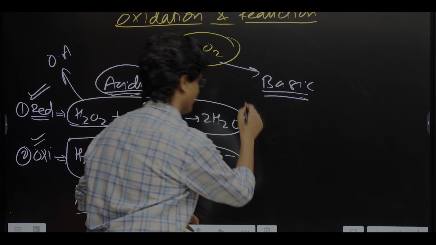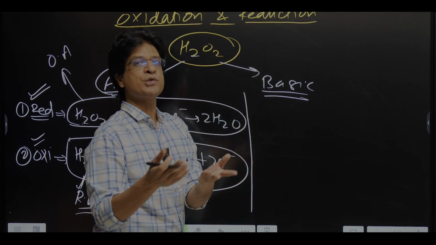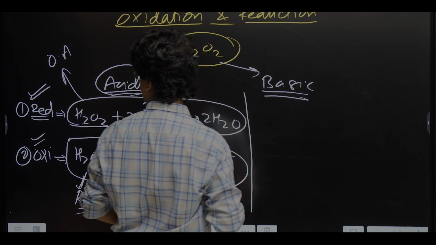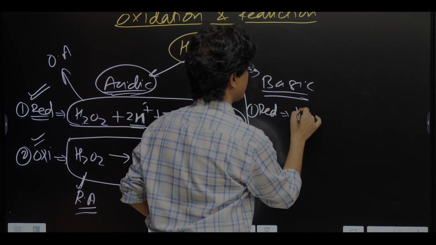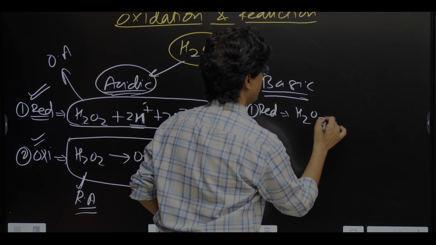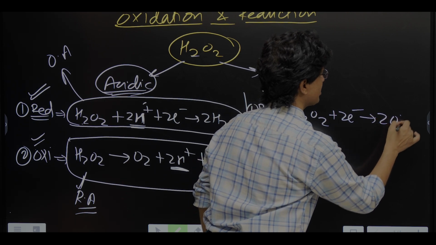Okay? Now come over here. In the basic medium. So in the basic medium, we need the presence of what? OH negative. So let's bring that into picture. The first one again, the reduction over here. So H2O2 will accept 2 electrons to give you what? 2 OH ion.